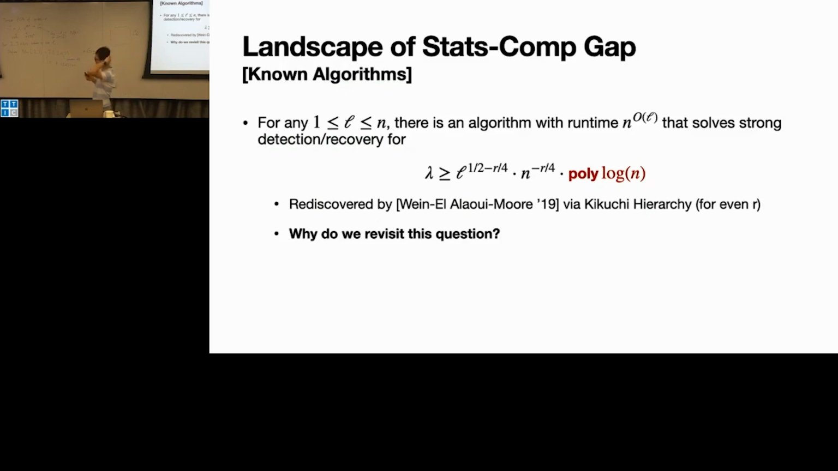So, in fact, this algorithm is known before our work. We know that for any L between 1 and n, there is an algorithm that runs in time n to the order L. But as Nancy said, you can be precise in the constant. That solves the detection and recovery question.